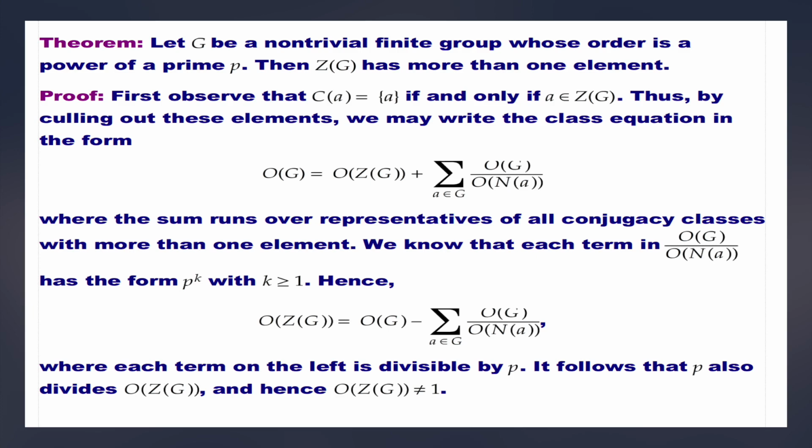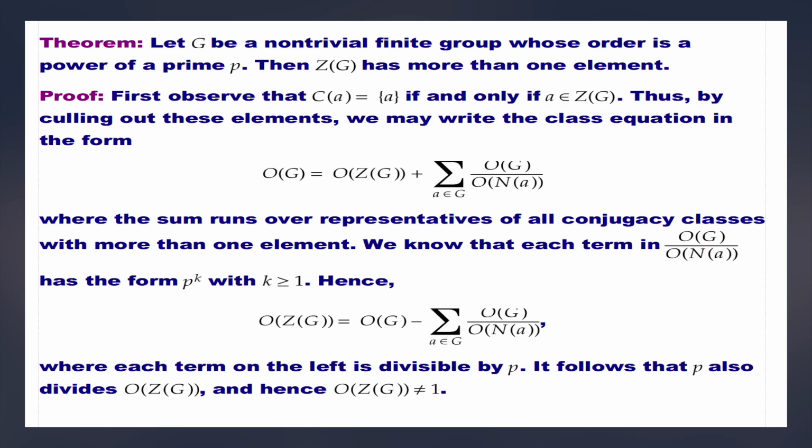The theorem is: let G be a non-trivial finite group whose order is a power of a prime p. Then the center of G, Z(G), has more than one element. Let us prove it. First, observe that C(A) is the singleton set {A} if and only if A is in Z(G). Thus, by culling out these elements, we may write the class equation in the form: order of G is equal to order of the center of G plus the summation over A of order of G divided by order of N(A), where the sum runs over representatives of all conjugacy classes with more than one element.